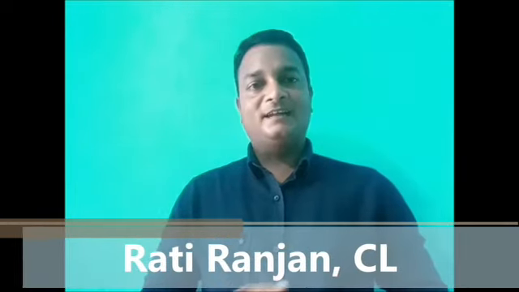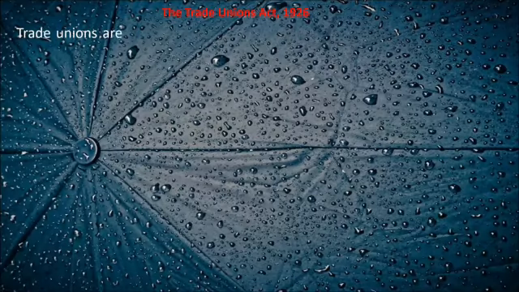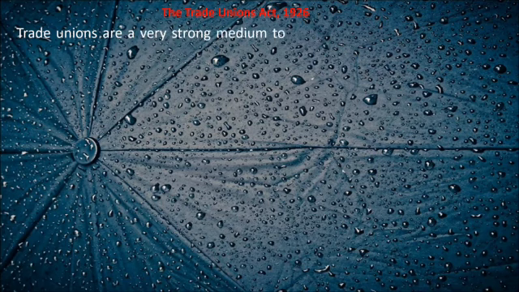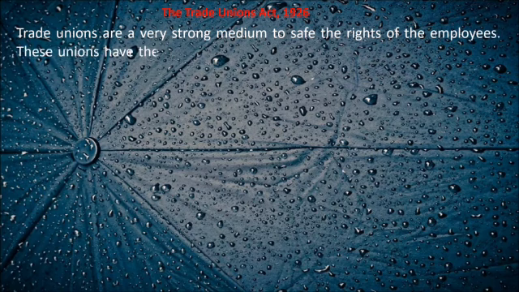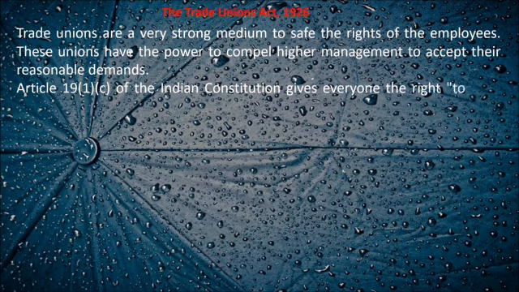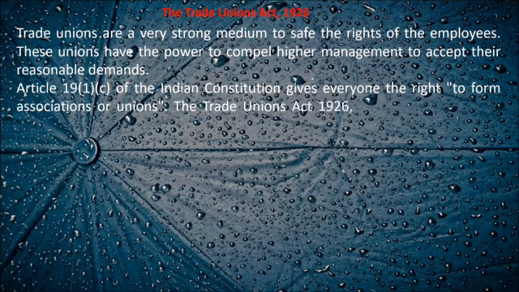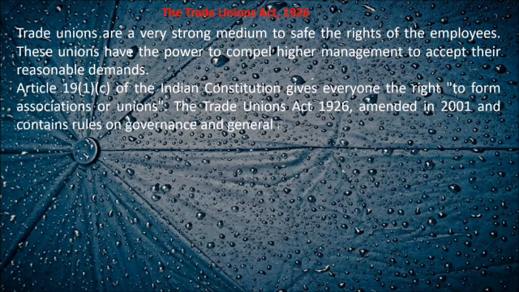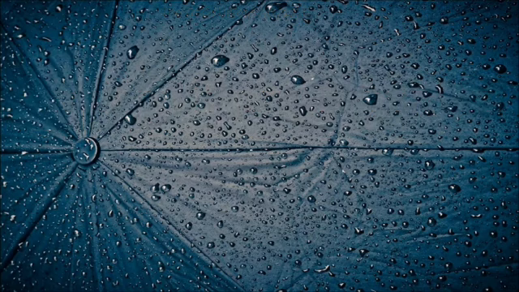Let's talk about Act number 2. Trade unions are a very strong medium to save the rights of the employees. These unions have the power to compel higher management to accept their reasonable demands. Article 19(1)(c) of the Indian Constitution gives everyone the right to form associations or unions. The Trade Unions Act 1926, amended in 2001, contains rules on governance and general rights of trade unions.